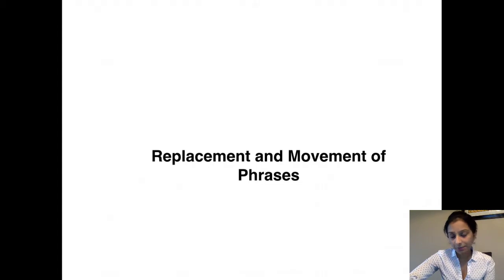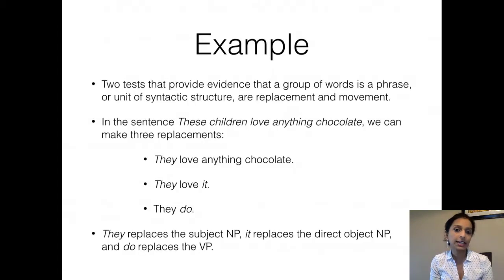The next exercise that I want you to do is replacement and movement. So this is basically constituency testing. I've given you an example over here on how to do constituency testing. I've given you the sentence, these children love anything chocolate, and you can actually show that there are three kinds of constituents within this. You have the subject, which is these children, you have the object, which is anything chocolate, and then the verb phrase, which is love anything chocolate.